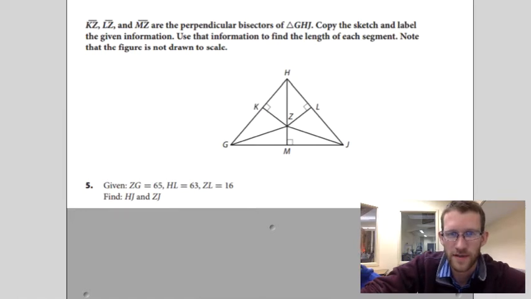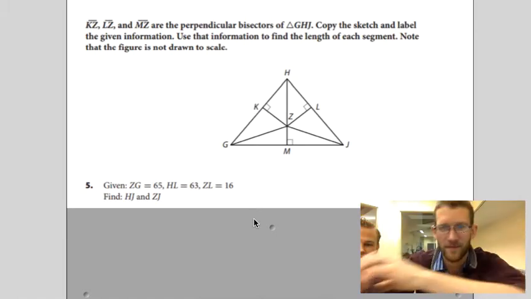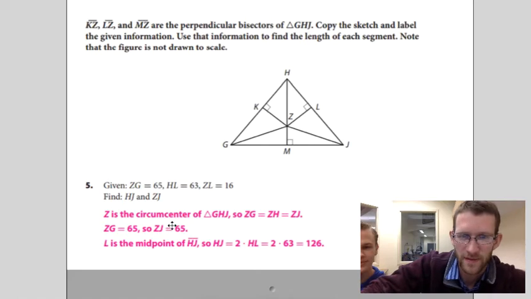So let's go ahead and try this one. See if you can do 5. Pause here. Hopefully you got this. ZJ is 65. HJ is 2. HL is 2.